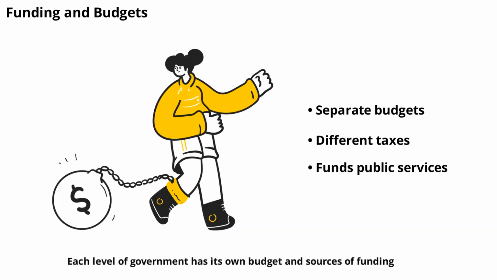Each level of government has its own budget and sources of funding. The federal government collects income taxes, while states may rely on sales or property taxes. Local governments often depend on property taxes and state or federal grants. Managing these budgets is crucial for providing public services and infrastructure.